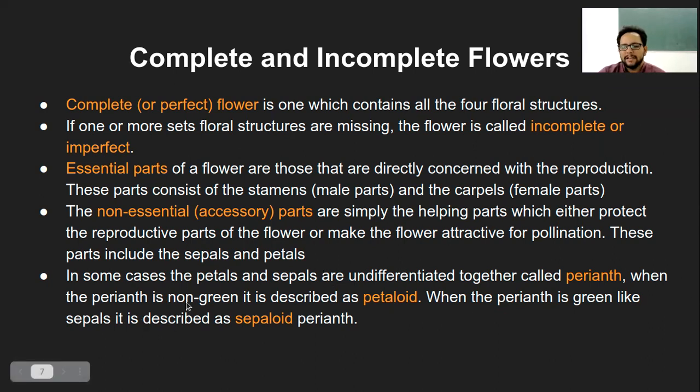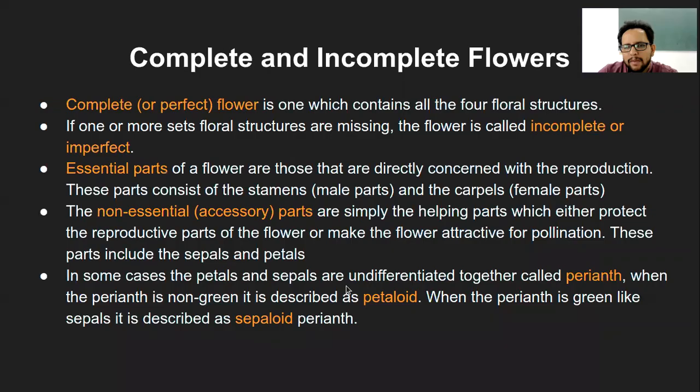And when the perianth is non-green, that is called petaloid, because it is more petal in nature, that is, colorful. So it is non-green, and that is called petaloid. And when it is more green, more like sepals, that is called sepaloid. That way the perianth can be classified into two: more like a petal, petaloid; more like a sepal, sepaloid. I hope this part is clear.